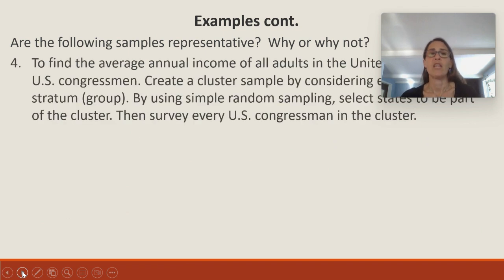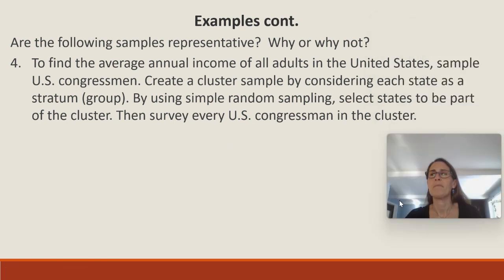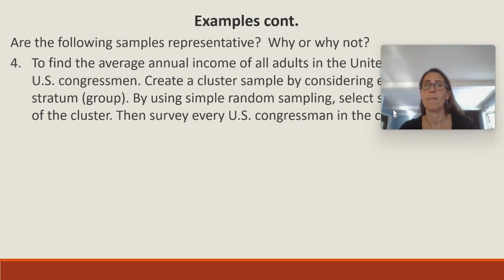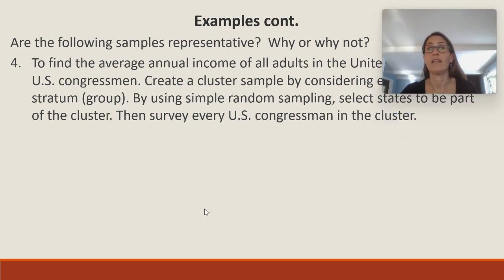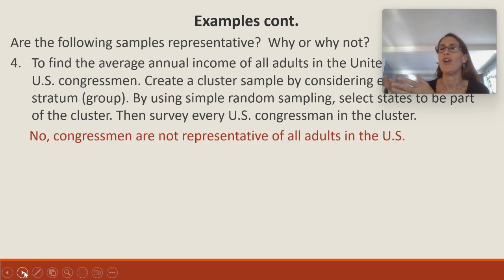To find the average annual income of all adults in the United States, sample U.S. congressmen. Create a cluster sample by considering each state as a stratum or group. By using simple random sampling, select states to be part of the cluster. Then survey every U.S. congressman in the cluster. Now, a lot of that's pretty good, right? The cluster sampling and the simple random sampling aspects, but are Congress people's salaries representative of everybody's salaries? Probably not.